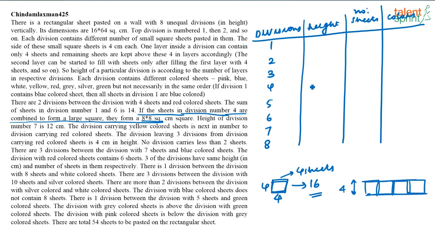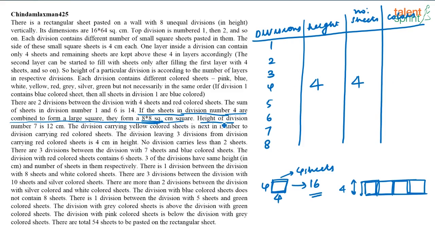So go to division 4. Let us fill that information now that we know. What is the height of this? Height of this is only 4 centimeter because there is only 1 layer. So height is 4. How many sheets are there? There are 4 sheets, because they have given that when I put together all these 4 sheets, I get a square of 64 square centimeter area. So the height of this is 4 and the number of sheets in this layer is also 4. So that is the first thing that I have fixed.